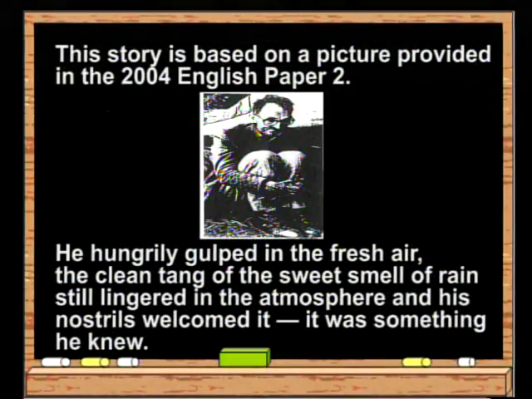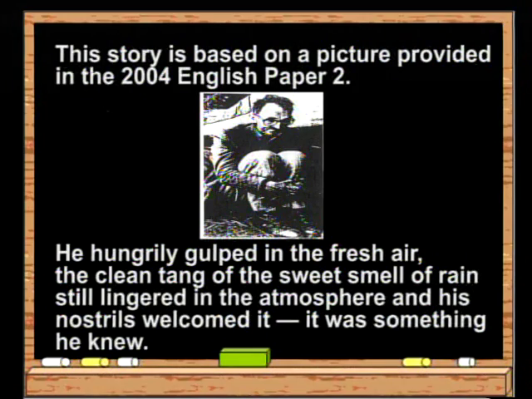Boys and girls, in this lesson, we will look at a story written by a CSEC student who won the Best Story Award in 2004. This story is based on a picture provided in the 2004 English paper 2.